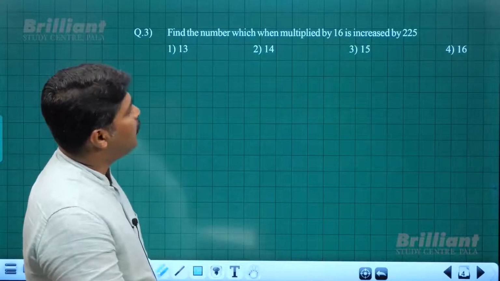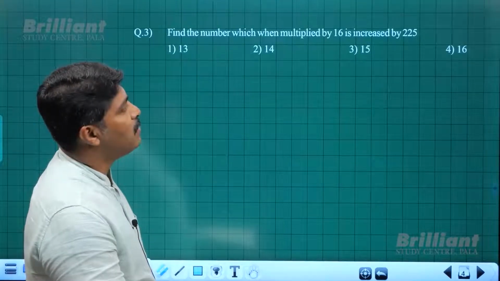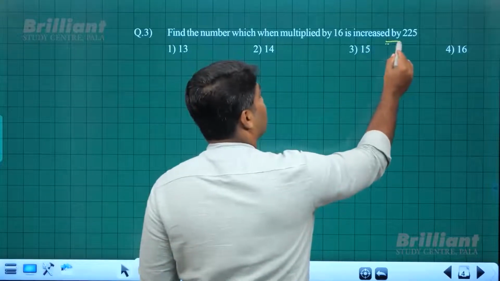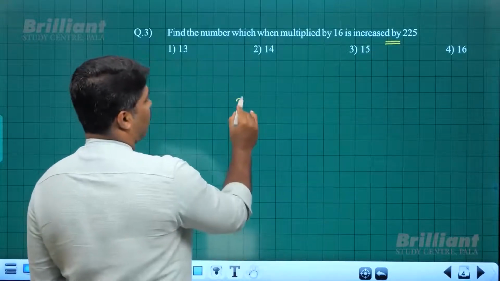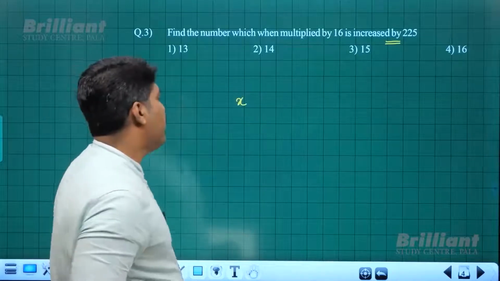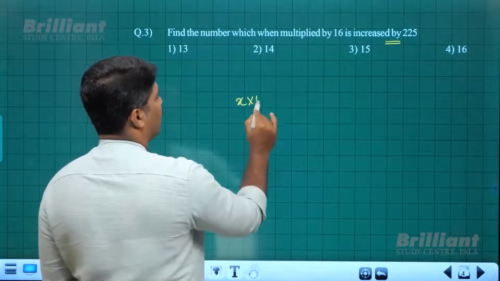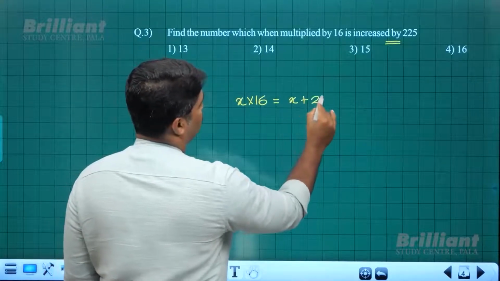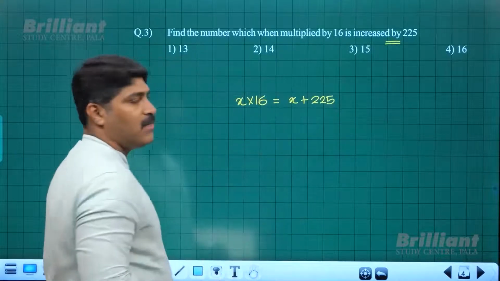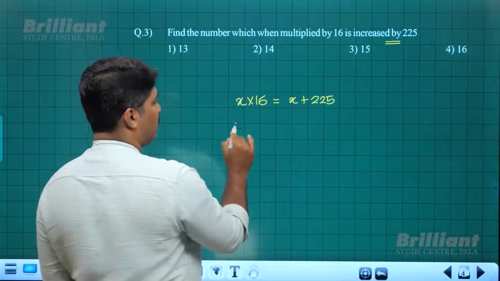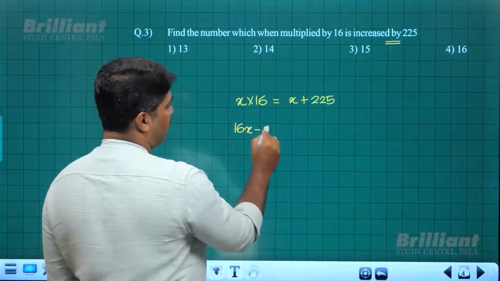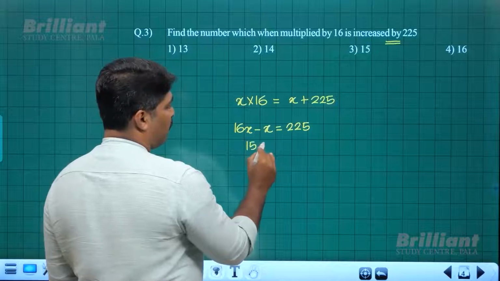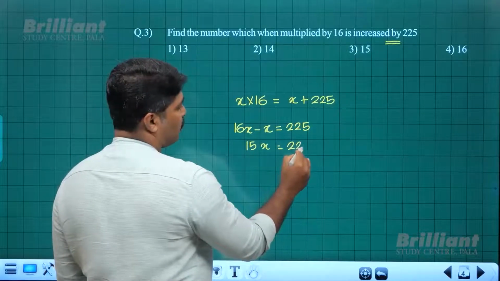Find the number which when multiplied by 16 is increased by 225. Increased by, that's the important part. Suppose we consider a number x. When we multiply it with 16, it's increased by, that means x plus 225. That's simple logic. Take this x towards the left side: 16x minus x is equal to 225, or 15x equals 225.